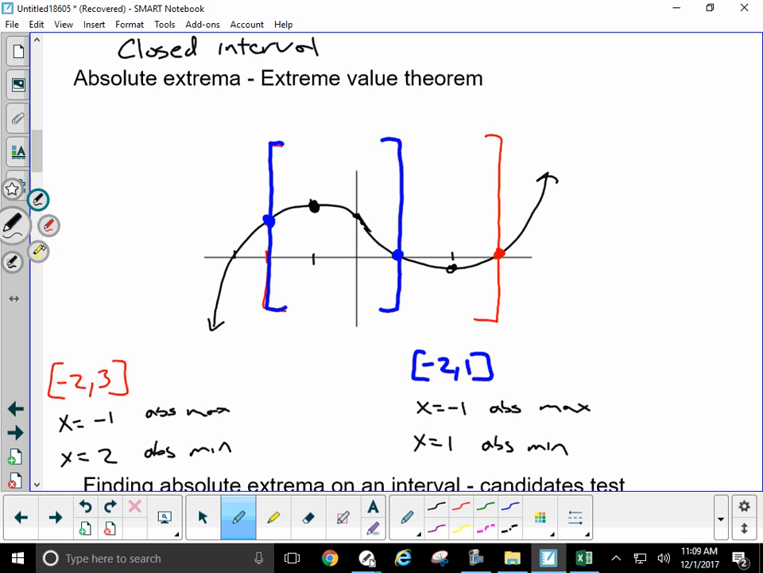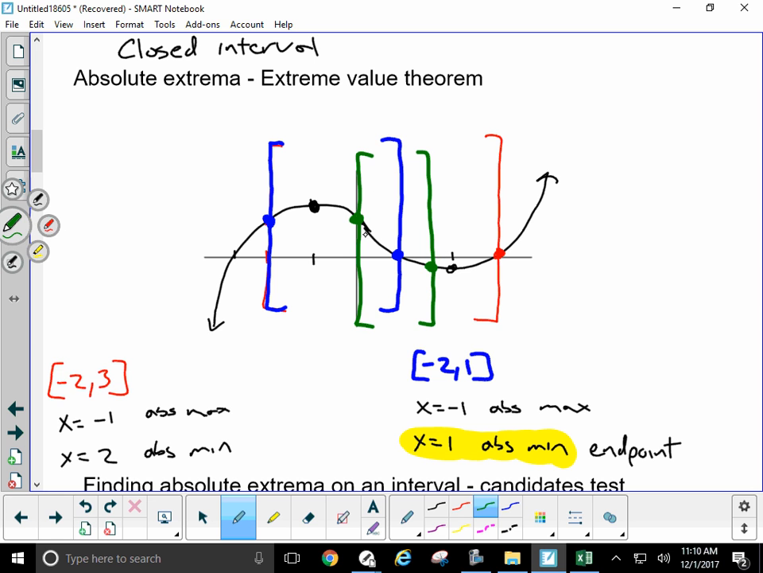The difference between this point and all of the other points is that this is at an endpoint. If I looked at any other interval on my graph, no matter where I would look, say from 0 to 2 or 0 to 1.5 here, the absolute max would be one endpoint. The absolute min would be the other endpoint.